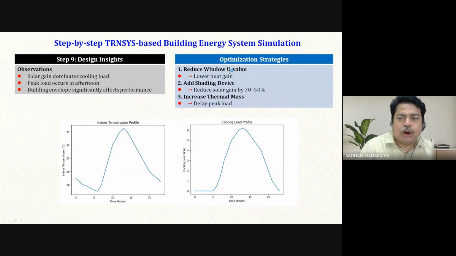Now you can have the optimization strategy. You try to reduce the window U value, so that will reduce the heat gain. You try to add a shading device: solar gain reduced by 30 to 50%. You increase the thermal mass, so that delays the peak load. That optimization you can do if you have some baseline data and then try to optimize how your building can be more energy efficient.